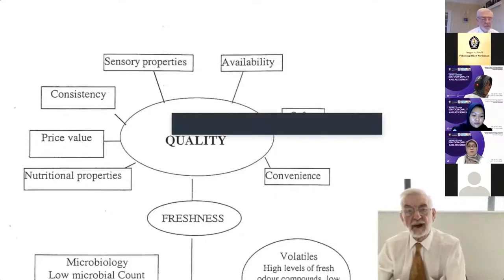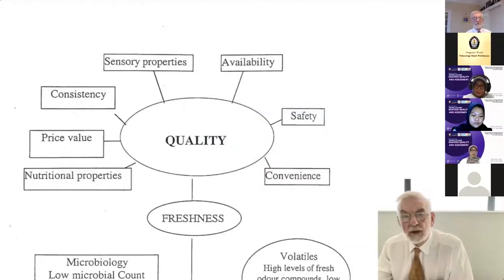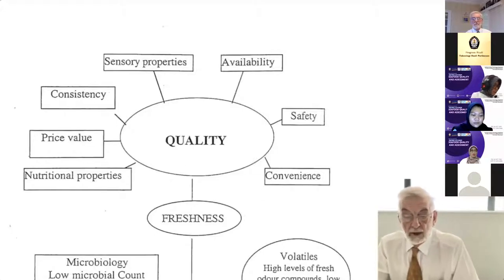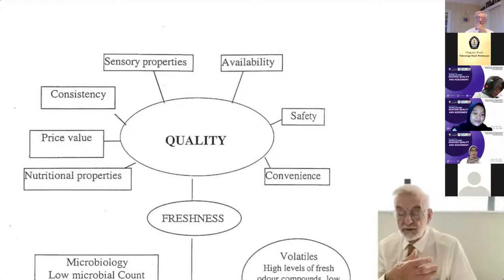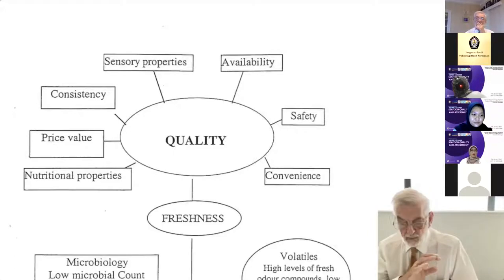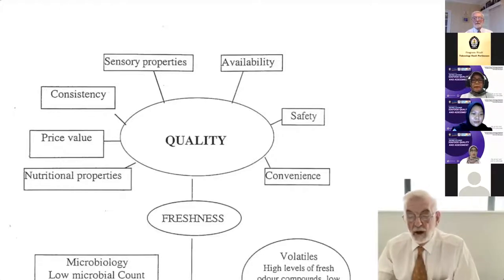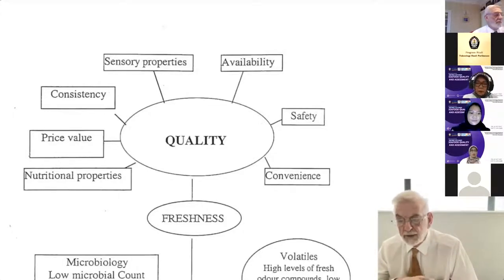Consistency is yet another factor. For example, smoked fish can vary quite markedly in colour, and some people like a regular colour. They don't like changes in that. Sensory properties, that's fairly obvious. What's it going to taste like? What's it going to smell like? What's the texture? We'll be talking more about this when we are talking about sensory methods. Availability is also another factor. Some people want a regular supply. Purchasers will want, for processing, a regular supply. So this will be a factor in quality.